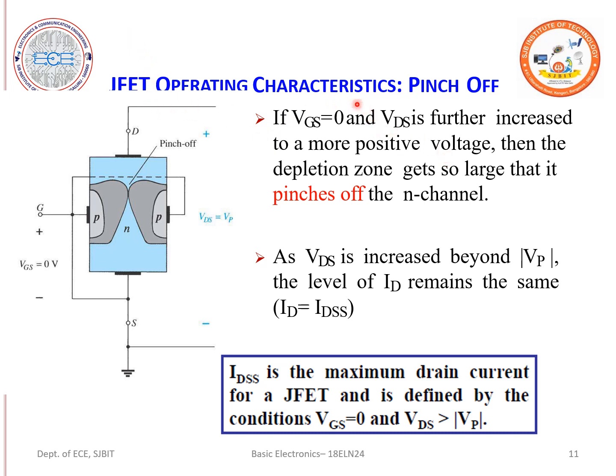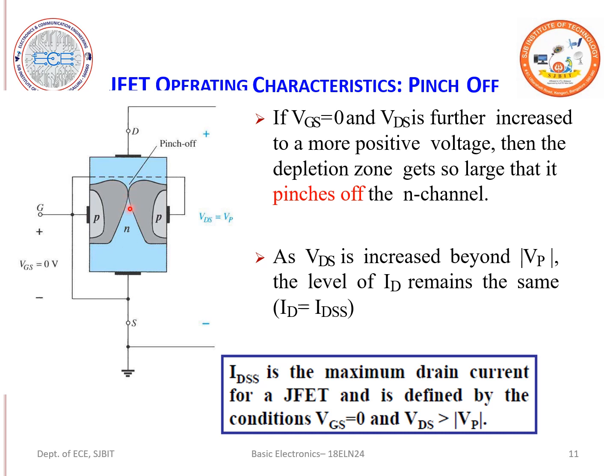Now, JFET operating characteristics at the pinch off voltage. Now when this is going to enter into the pinch off, if VGS equal to 0 and VDS is further increased to a more positive voltage, as shown here, then the depletion region gets large. So we can observe here the depletion region is going to get large. It pinches off the channel, such that it is going to pinch off the N channel.